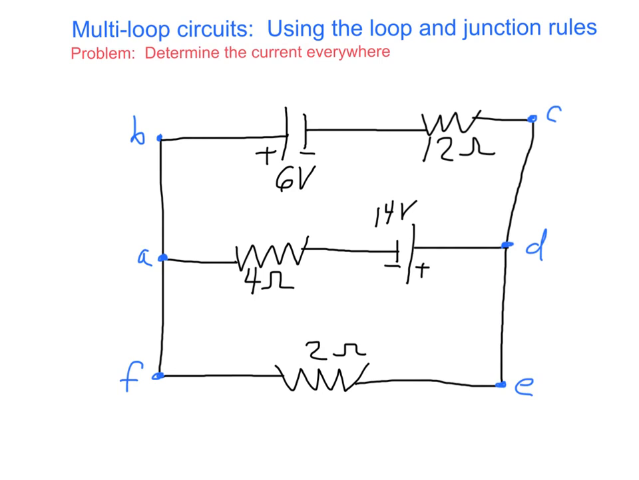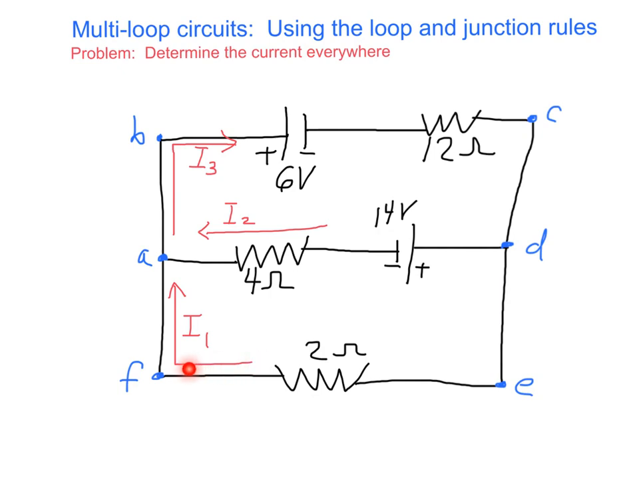That is, to solve this problem, to find the current everywhere, we're going to have to systematically use the loop and junction rules. So to get started, let's assign unknown currents to the currents in these branches. We'll call the current in this branch I1, the current in this branch I2, and the current emerging this way I3.